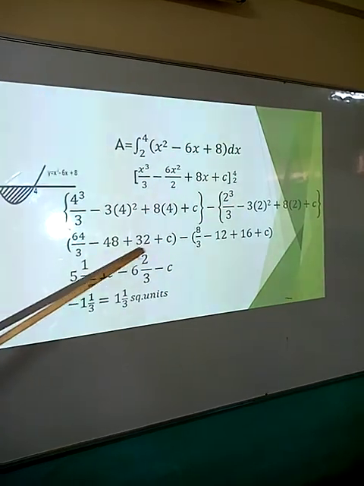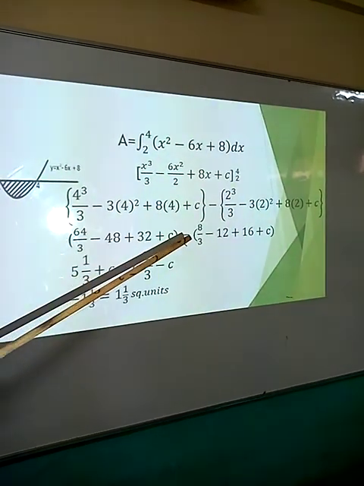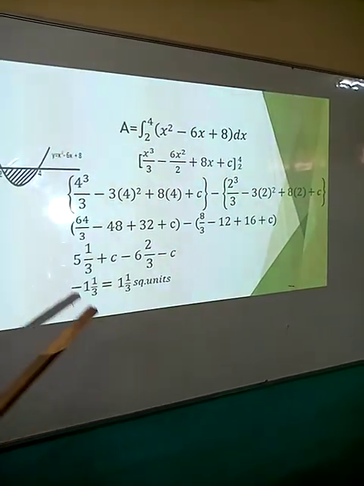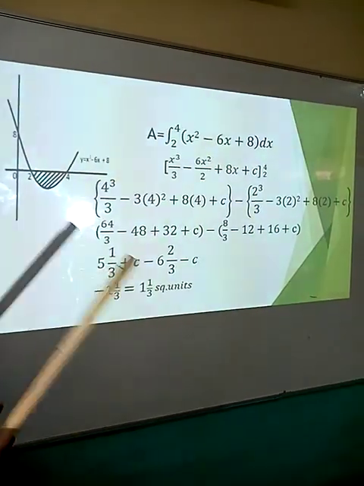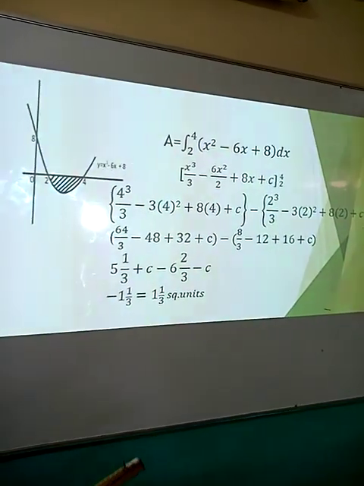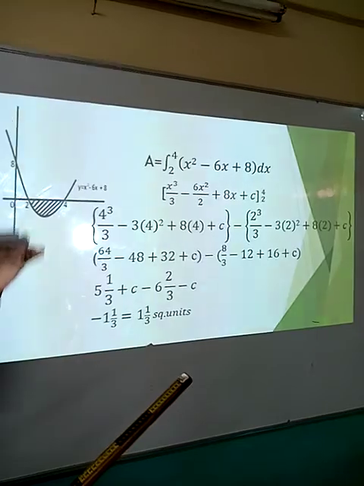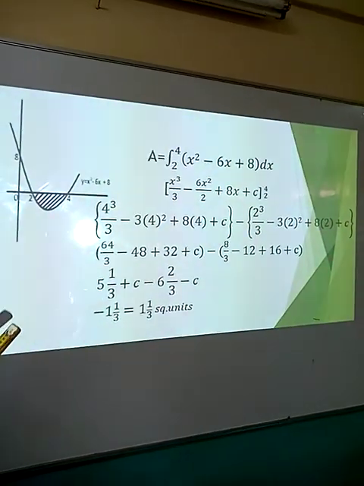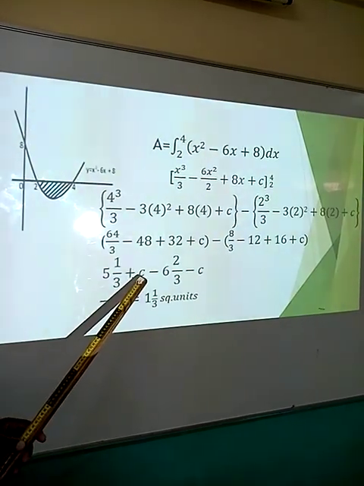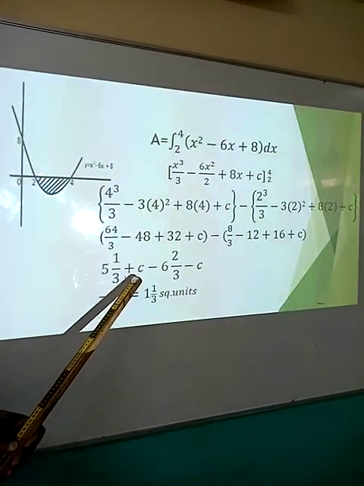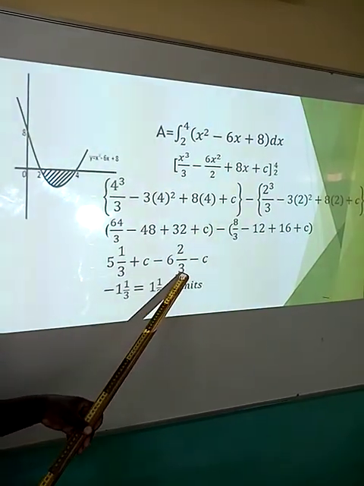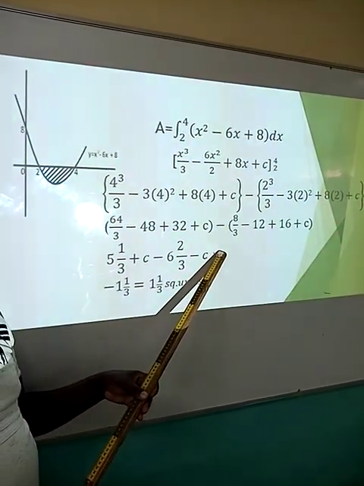Please follow through. And as you follow through, you must do it. These things you cannot see with your eyes. You follow with the calculator. You may even detect some problems in the calculation, but the process remains the same. I want you to follow. We shall end up with 5 1/3 plus a constant in the first bracket. And when you open the other bracket, it is minus 6 2/3 minus c.